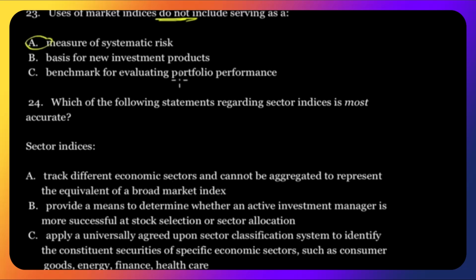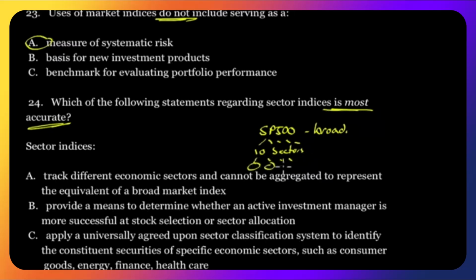24. Which of the following statements regarding sector indices is most accurate? Sector indices, A, track different economic sectors and cannot be aggregated to represent the equivalent of a broad market index. That's not true. You have the S&P 500, which is a broad market index, and the S&P 500 has 10 sectors, and each of those sectors has an index. And the components of the index are all independent of each other, but when you add them all up, you get the S&P 500, you get the broad index.